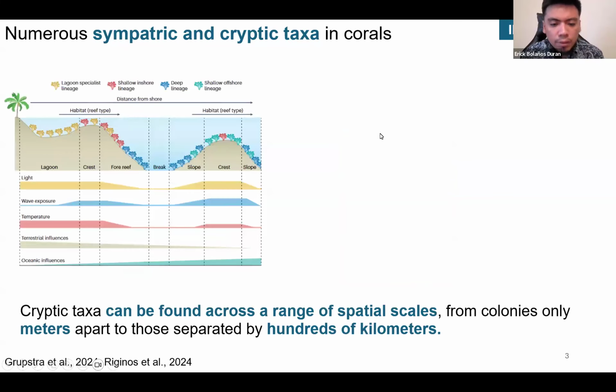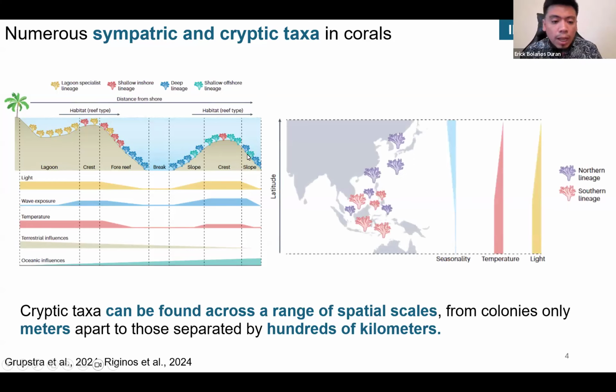Cryptic diversity can be found across a range of spatial scales, from colonies only a meter apart. For example, here this is a coral reef. We can observe cryptic diversity that is sympatric, for example, in one area of the coral reef, and we can observe another colony that is in the lagoon and another on the slope. But we can also observe cryptic diversity across hundreds or thousands of kilometers. For example, in this image, we can observe cryptic diversity along temperature gradients or light gradients.